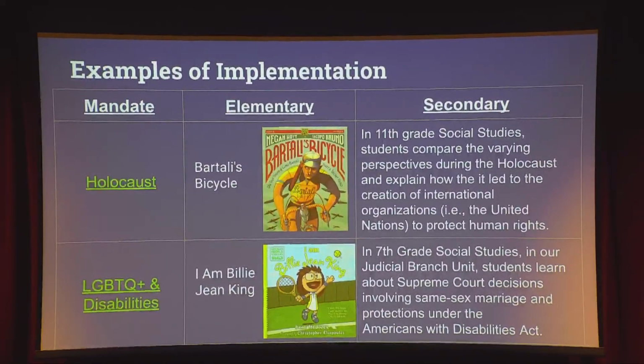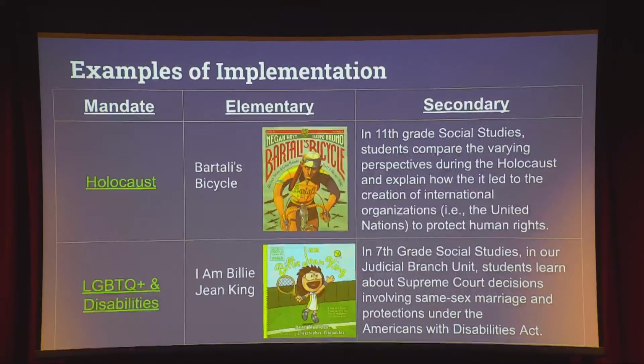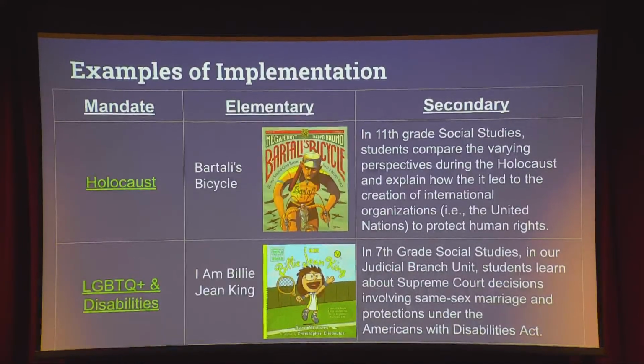And then finally, our LGBTQ and disabilities mandate. An example of a book students read, and then a specific 7th grade example of when they learn about the judicial branch. Our students learn about the Supreme Court, different decisions about same-sex marriage, the Americans with Disabilities Act. Those are the ways that we meet these mandates. And so, again, if you click those links in green, you'll get a full overview with more examples throughout the elementary and secondary levels of how we do this.